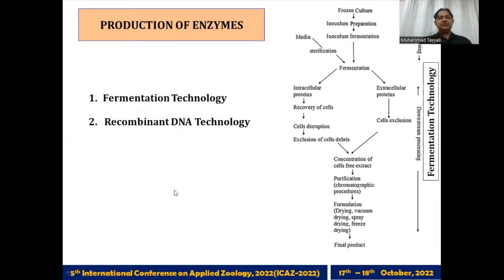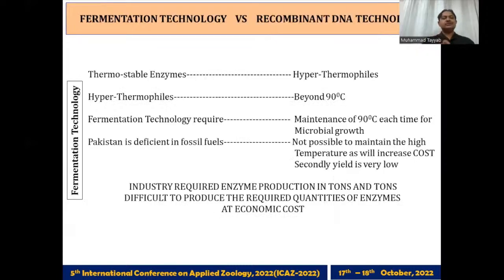Whereas recombinant DNA technology is the advanced form of technology which is utilized nowadays for the production of recombinant enzymes. Before going towards recombinant DNA technology, let's have a little description of a comparative analysis of fermentation technology versus recombinant DNA technology. In fermentation technology, basically we utilize the wild type cells for the production of enzymes.